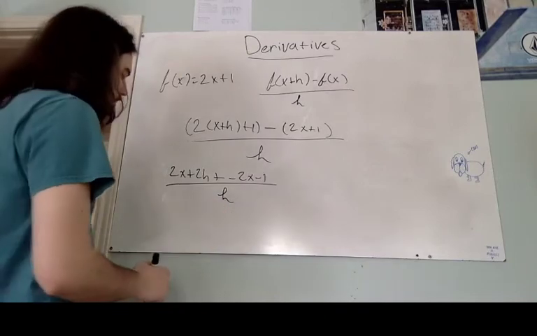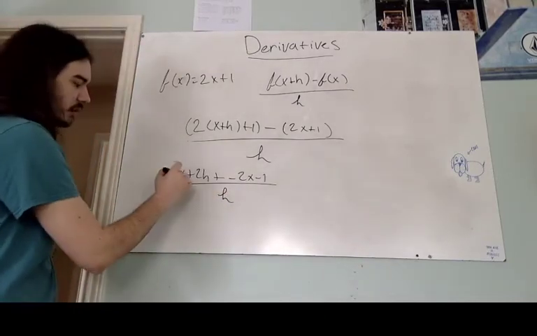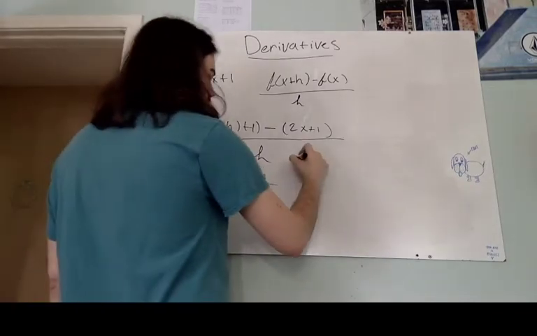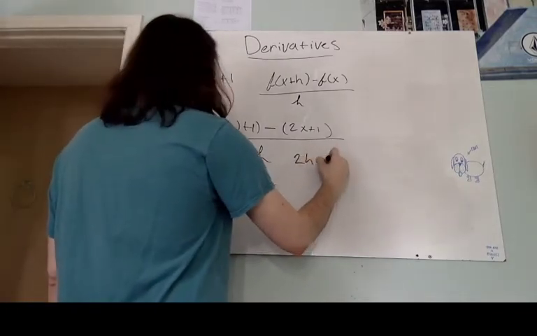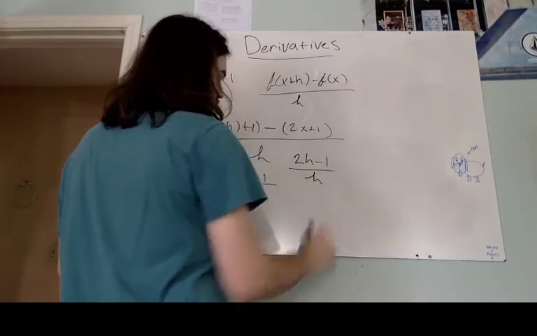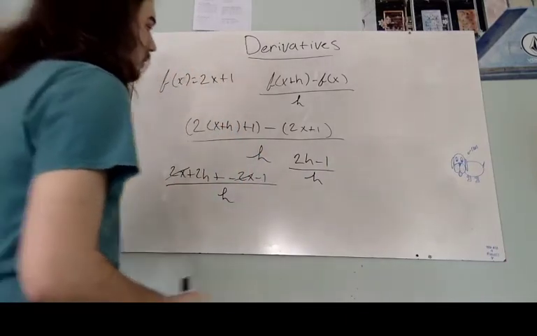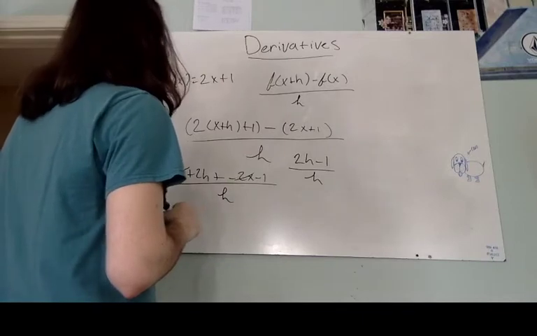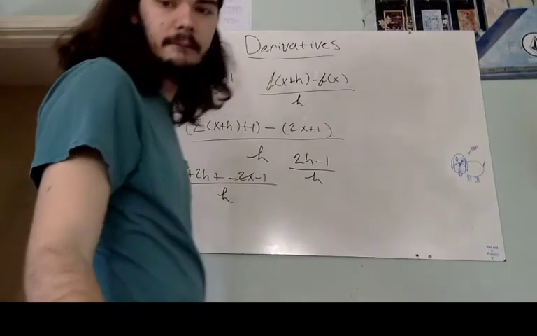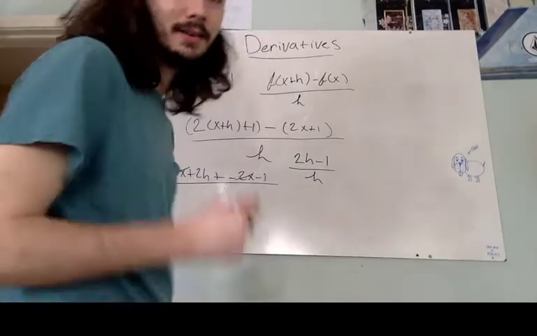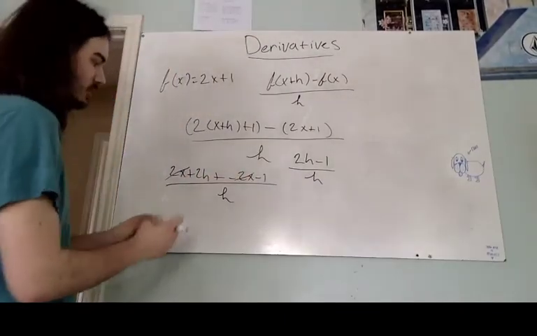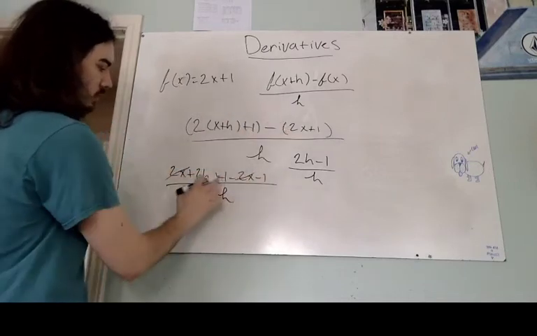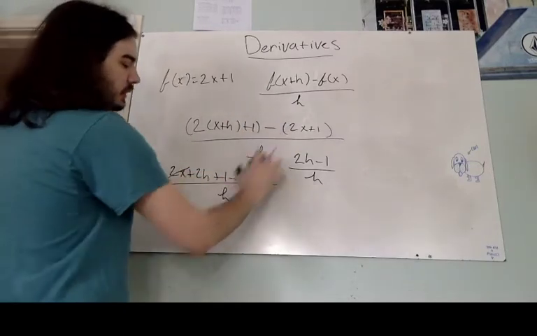That doesn't help us. So I have 2x and I have negative 2x. So I have to get rid of this. So I have 2h minus 1 over h. So now I can do, hang on, let's see here. 2x. Let me see here. Oh, I found my mistake. I forgot to write a 1 in here. So this should be 2x plus 2h plus 1, which is what I forgot, and then minus 2h minus 1.